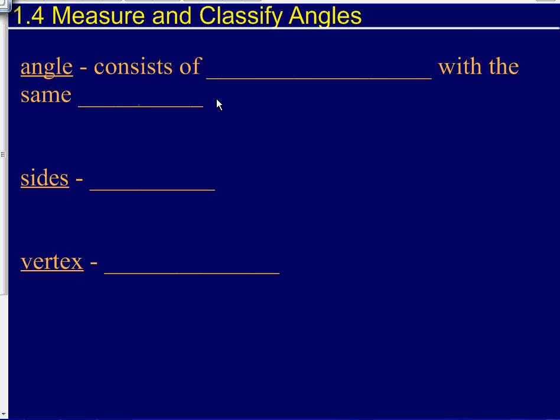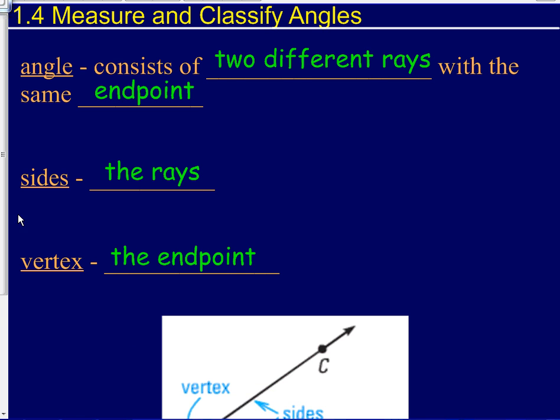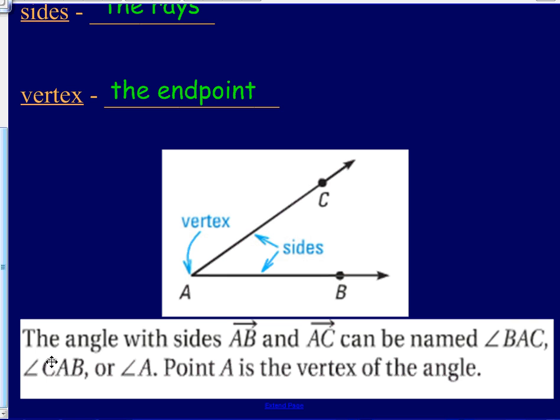So just some quick vocab that should be a review for you. An angle consists of two different rays with the same endpoint. Okay? And those sides of those angles are the rays, and the vertex is the endpoint. So here is a very quick visual to look at it.